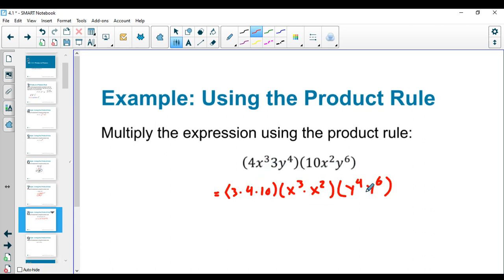I personally don't like writing it out like this. I think it actually makes more sense to just go to the end. 4 times 3 is 12, times 10 is 120, or if you did that here, you'd get the same thing. And then x to the third times x squared, we're adding the exponents, so x to the fifth. Y to the fourth times y to the sixth is going to be y to the 10th. Adding the exponents.